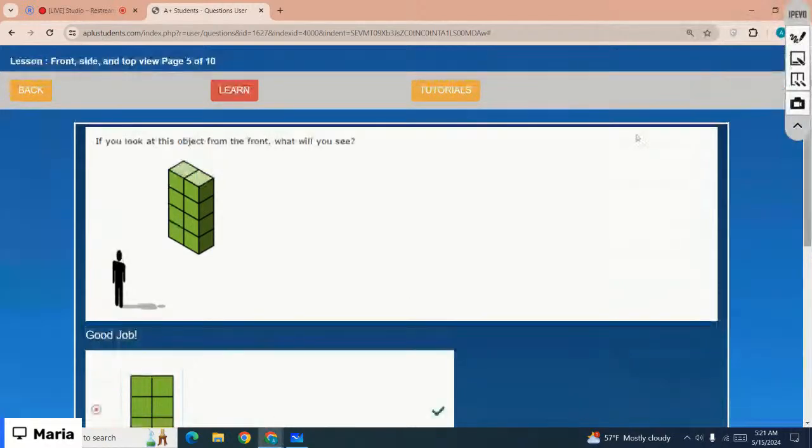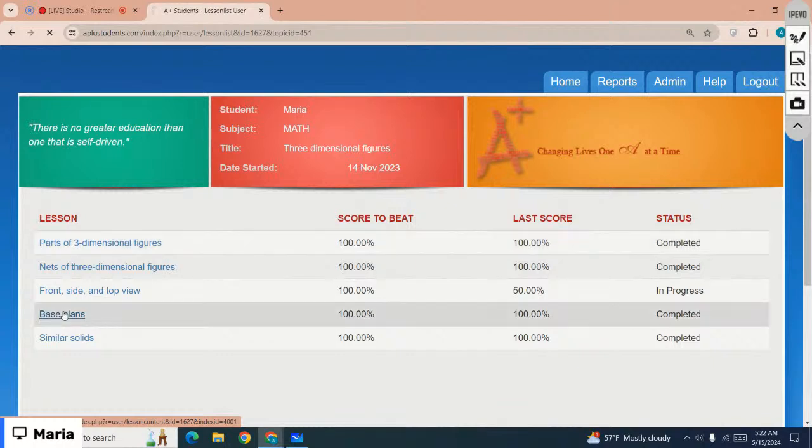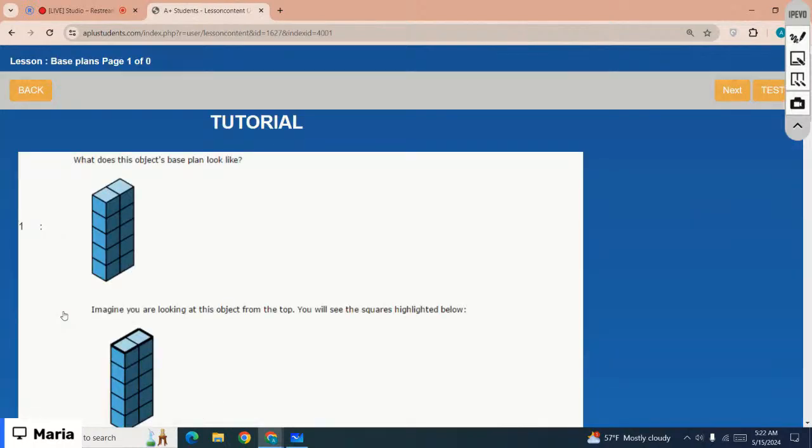Okay, you can complete the lesson by yourself later today. Let me just move on to the next lesson. And the next one is base plans. What does the object's base plan look like?